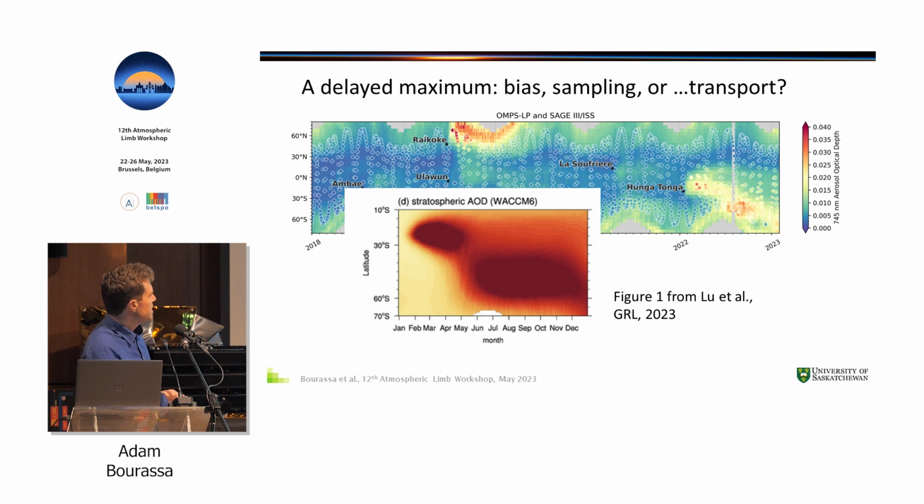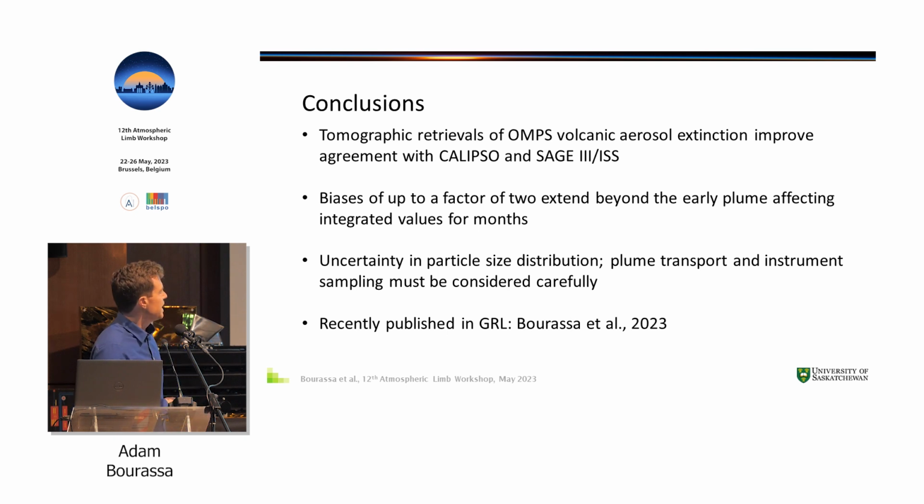There are several modeling papers like this one from Liu et al., which just came out in GRL, that show that as the plume moves into the southern hemisphere, I think Alexei showed something like this as well, you see another maximum here. I think it's just transport. So the message there: just be careful about the sampling and the interpretation. So, conclusions: tomographic retrievals improve agreement with CALIPSO and SAGE. That can cause some biases if you ignore this effect that extends beyond the early plume. There's still uncertainty in the particle size distribution, which causes some bias. You have to be careful with sampling, and you can check this out in GRL.